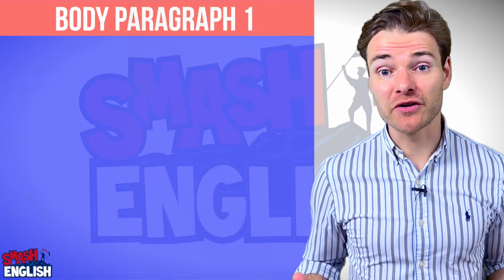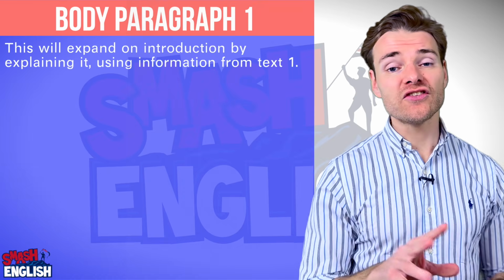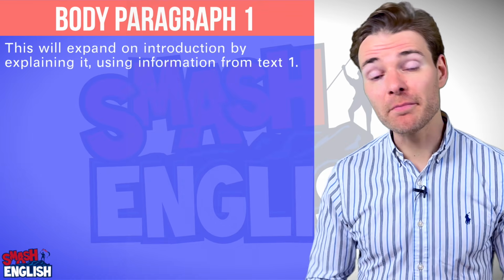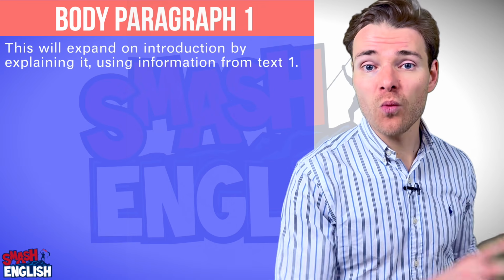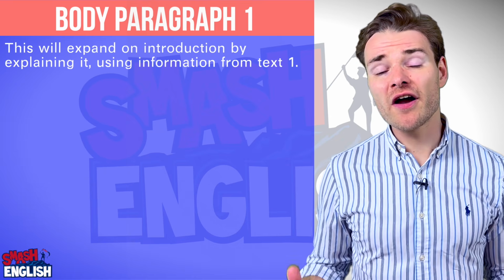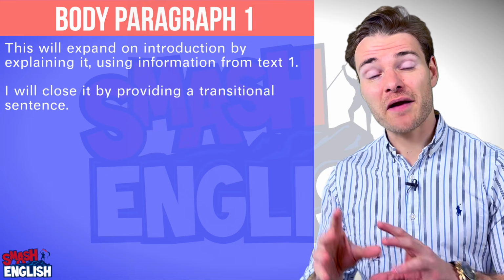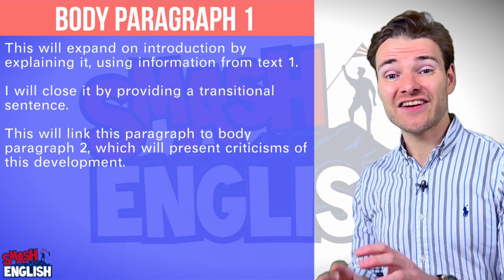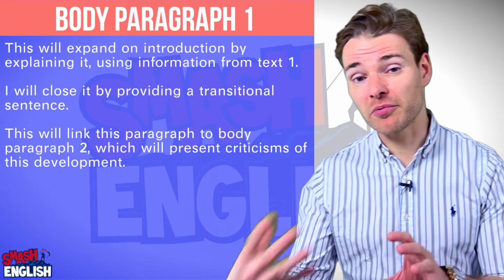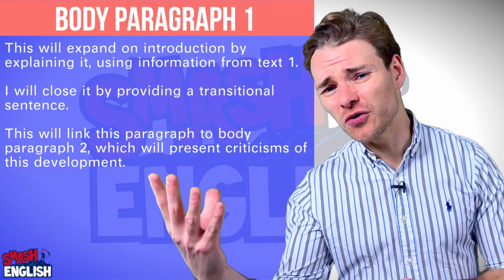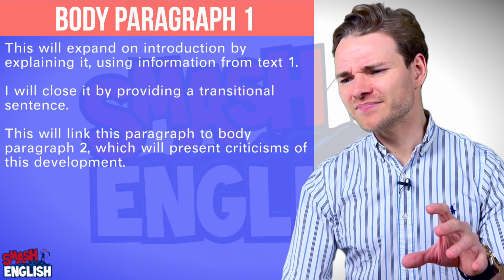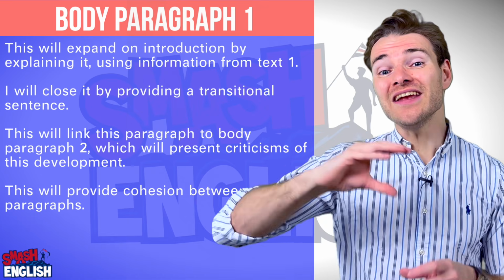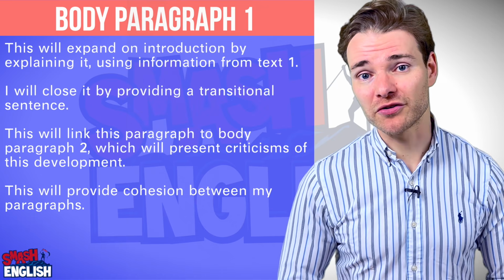My next paragraph, paragraph 2, is going to expand on the introduction by explaining it using information from text 1. I am also going to provide a transition at the end of paragraph 2 to link it to the criticisms of this development presented in text 2 that will be presented in paragraph 3. This is to try and create some cohesion between my paragraphs.